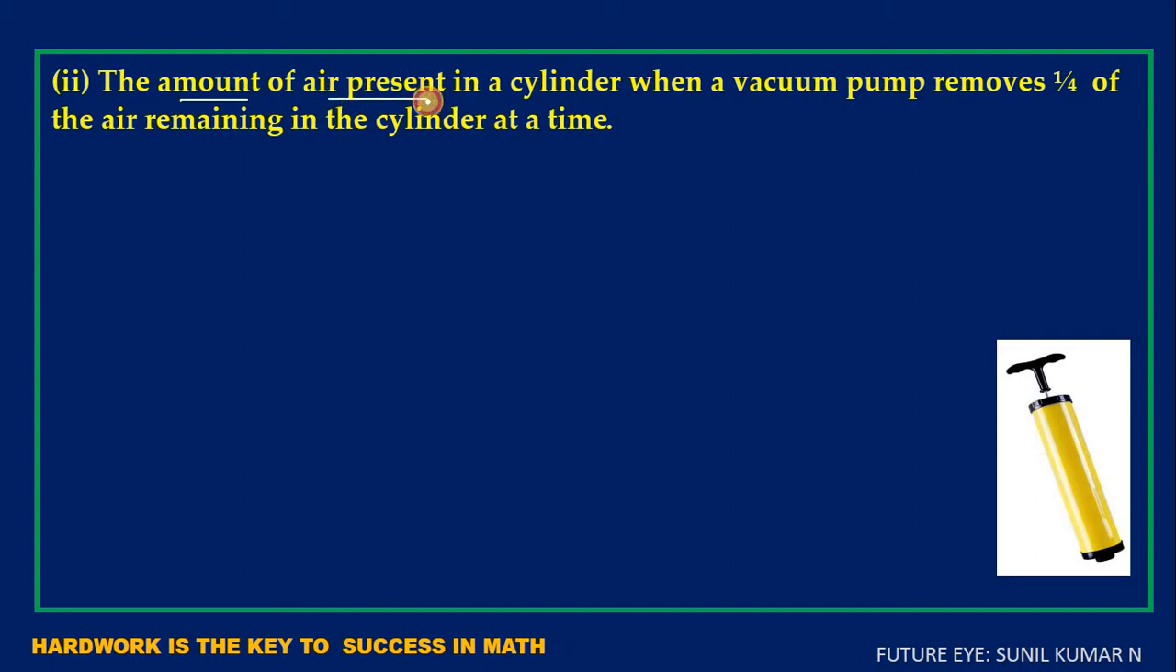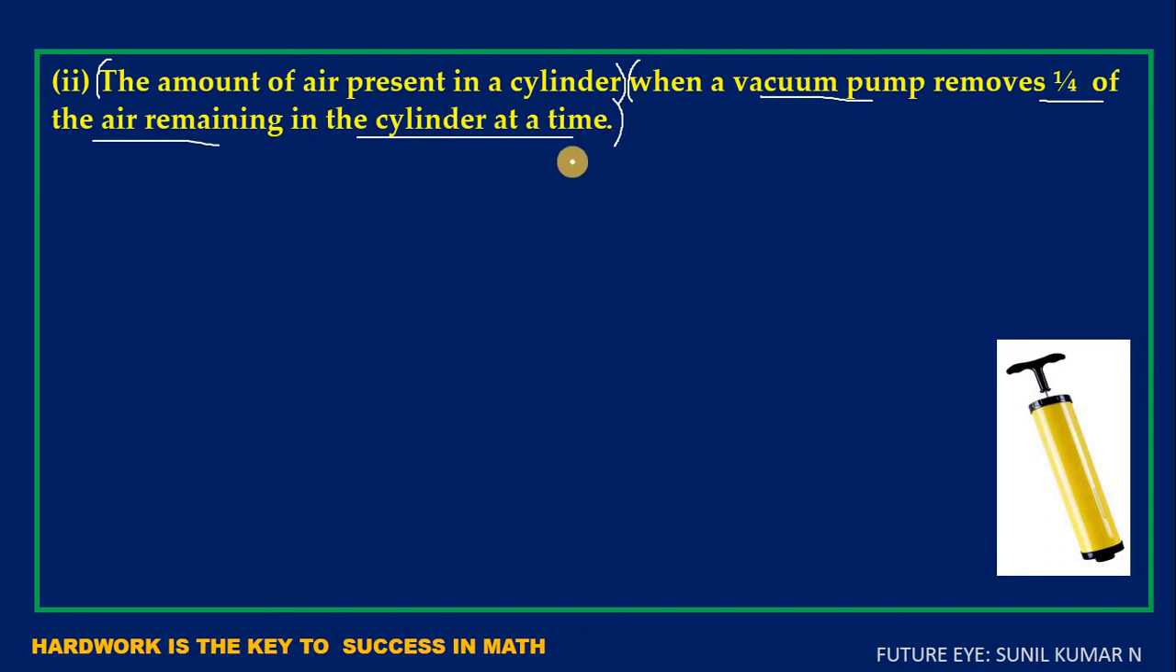The amount of air present in a cylinder when a vacuum pump removes 1/4 of the air remaining in the cylinder at a time. Children, it is quite a different statement. Understand properly. This statement contains two parts. One is the amount of air present in a cylinder. Till here we can easily understand. And the next part is when a vacuum pump removes 1/4 of the air remaining in the cylinder at a time. Understanding this statement is very important.